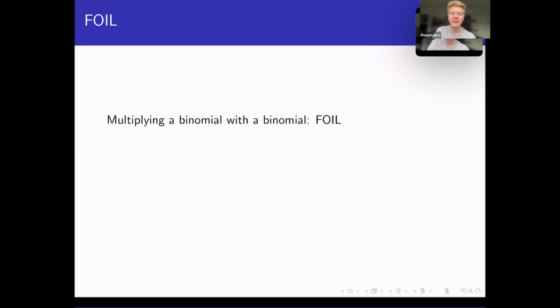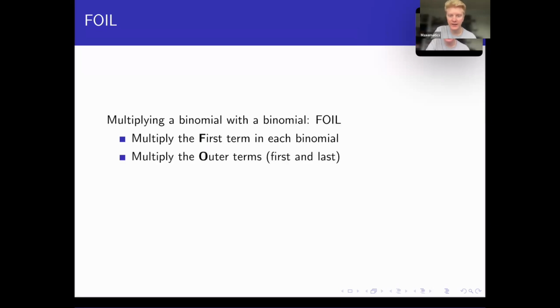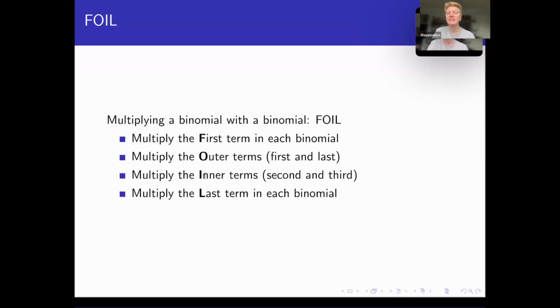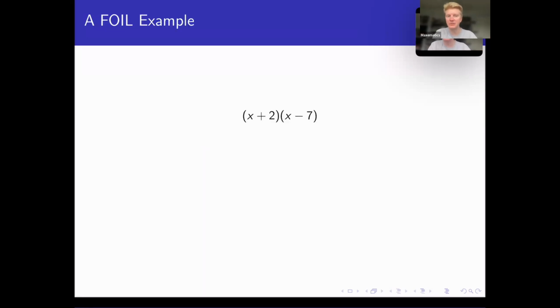And what foiling says is take the first terms in each binomial and multiply them, F. Then take the outer terms in each binomial and multiply them. Then take the inner terms and multiply them. Then take the last term in each binomial and multiply them. So you've heard this acronym before. You probably know what FOIL means, but anyway, let's do examples of this.